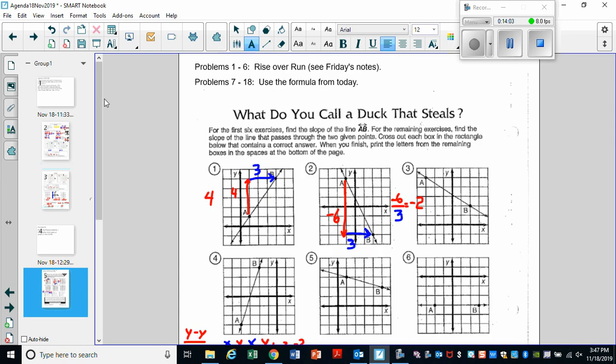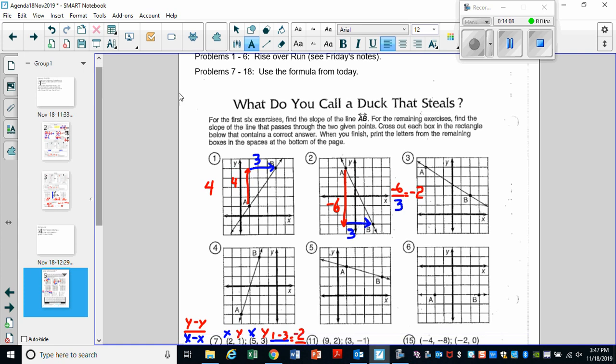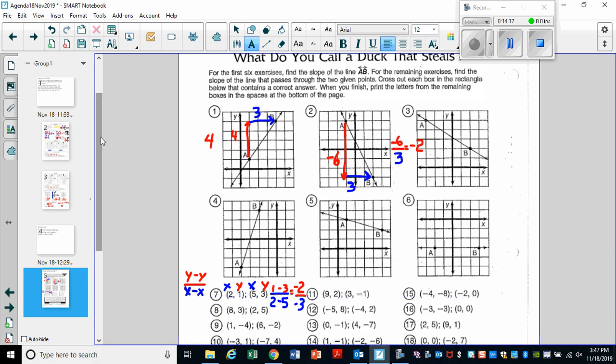Now the last one, this is your homework. So problems 1 through 6, you do the rise over run, which was from Friday's notes. 7 through 18, you use the formula for today. So I'm illustrating a couple examples here. For example, for 1, your slope, we read from left to right, same thing with the points, go from point A to point B. So for your first example, we first went 1, 2, 3, 4 up, and then 1, 2, 3 to the right. So our slope is 4 over 3.